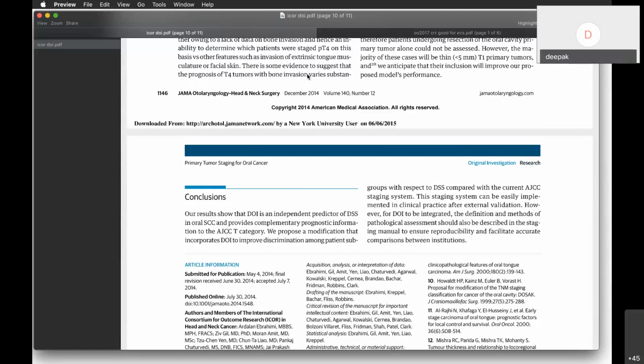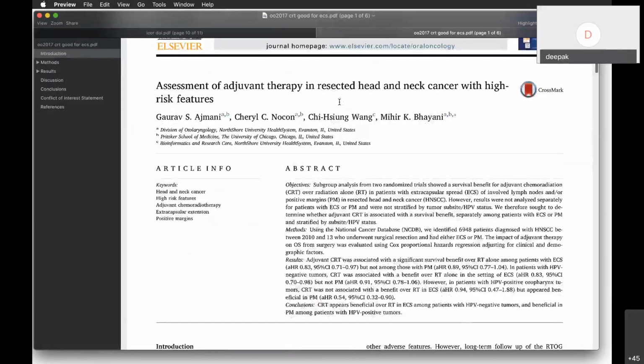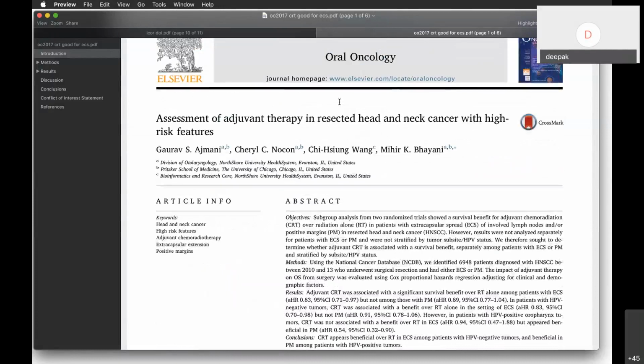In the end. The second paper that we are going, can you see the second paper, Bhargav? Yes, sir. Yes, sir. Can you see the oral oncology paper? Yeah, we can see, sir.